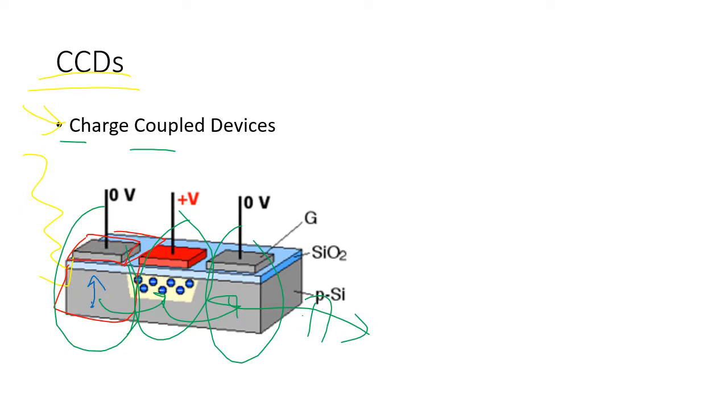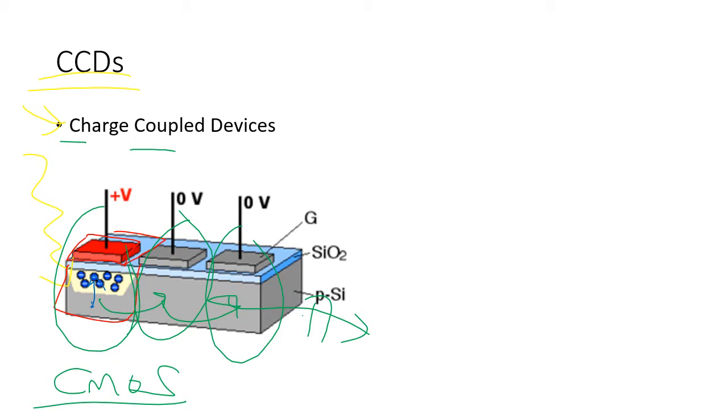Shuffle it out, measure it, shuffle it out, measure it, shuffle it out, measure it, until you've shuffled out the entire row of pixels, the entire 1,000 pixels out the end, and measured how many electrons have collected under each gate. So that's a charge coupled device. It's not what happens now. It's now CMOS. But we call them CCDs still.